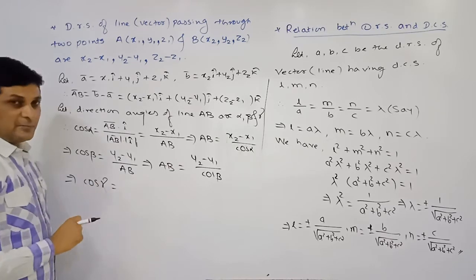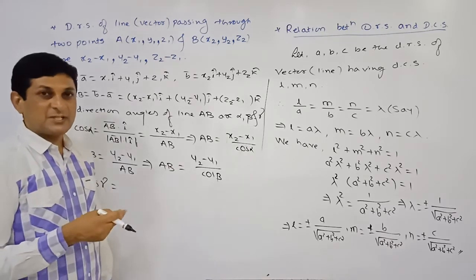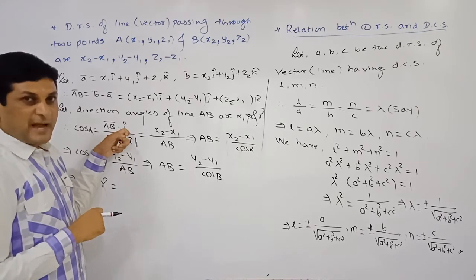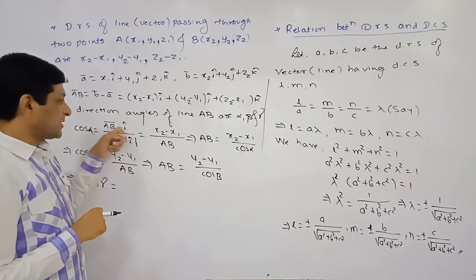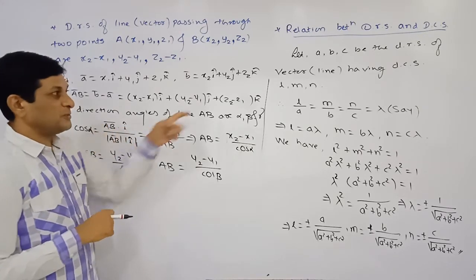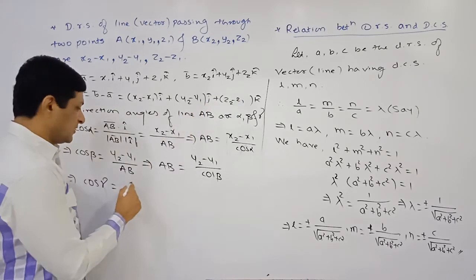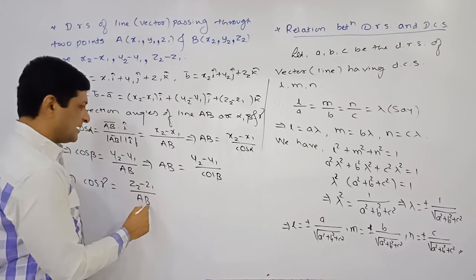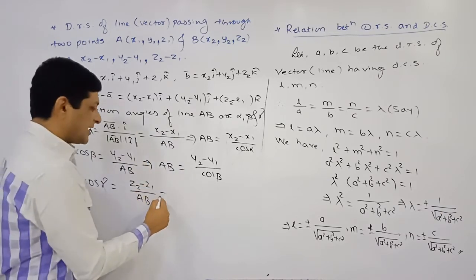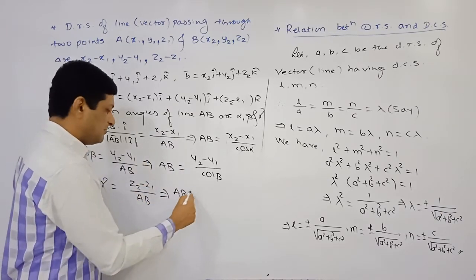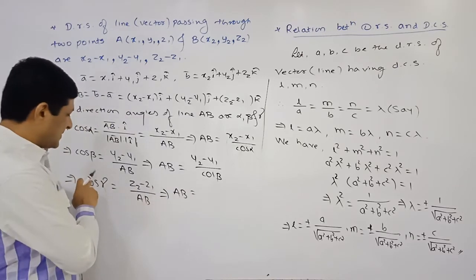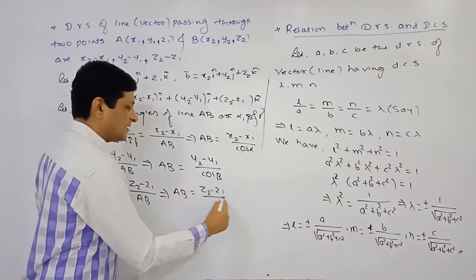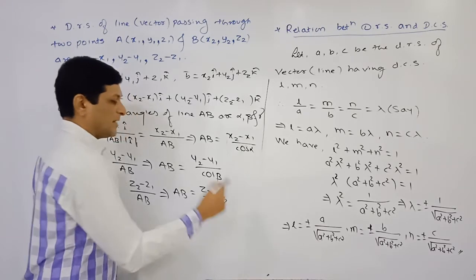Now gamma is the angle made by the line with the z axis, and the unit vector along the z axis is k cap. So here i cap gets replaced by k cap. If we take the dot product of these two vectors, the product of the coefficient of k cap will be z2 minus z1. In the denominator we will get AB using the same method. So after simplifying it, AB is equal to z2 minus z1 upon cos gamma. Okay.